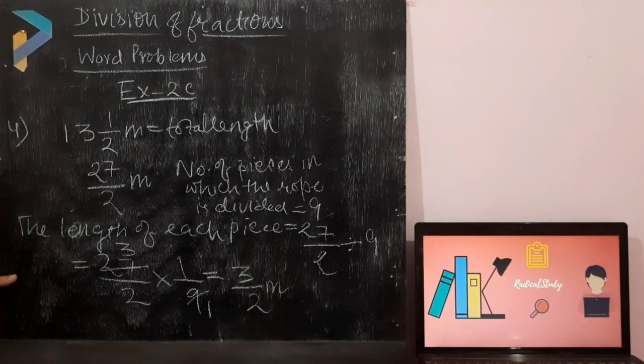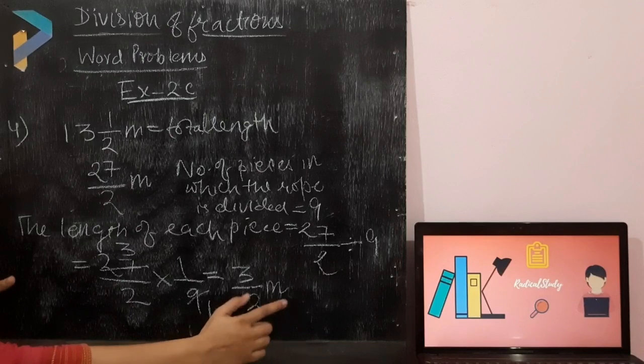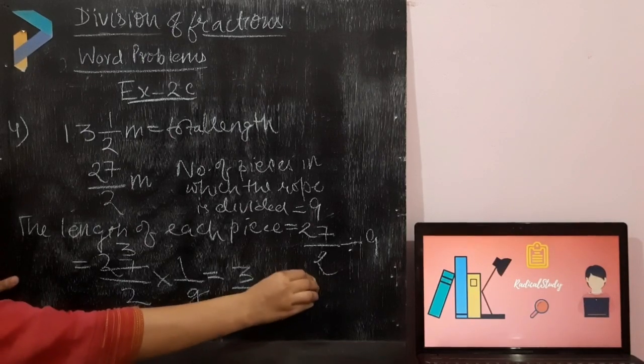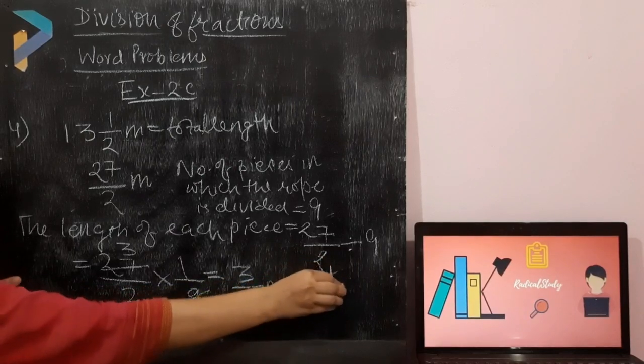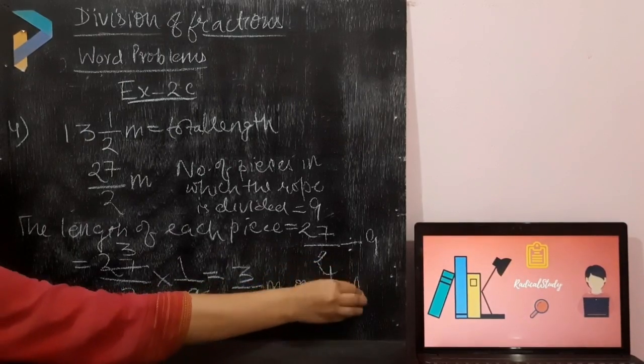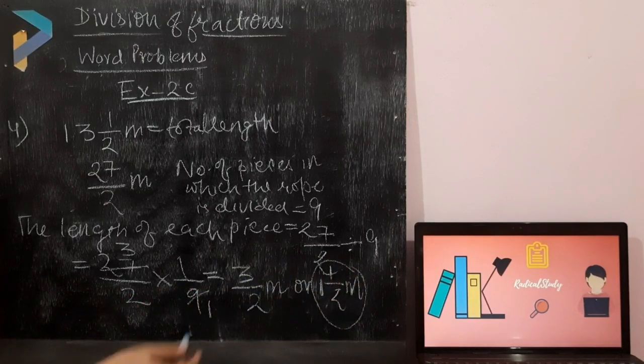This is the length of each piece, यानी कि जो 9 पीसेस कट किए गए थे उसमें से एक पीस की लेंथ है 3/2 मीटर. Now we can write it into mixed fraction also. So it will be 1 1/2 meter. In your book, all the answers are given in the form of mixed fraction, so I am converting it into mixed fraction.